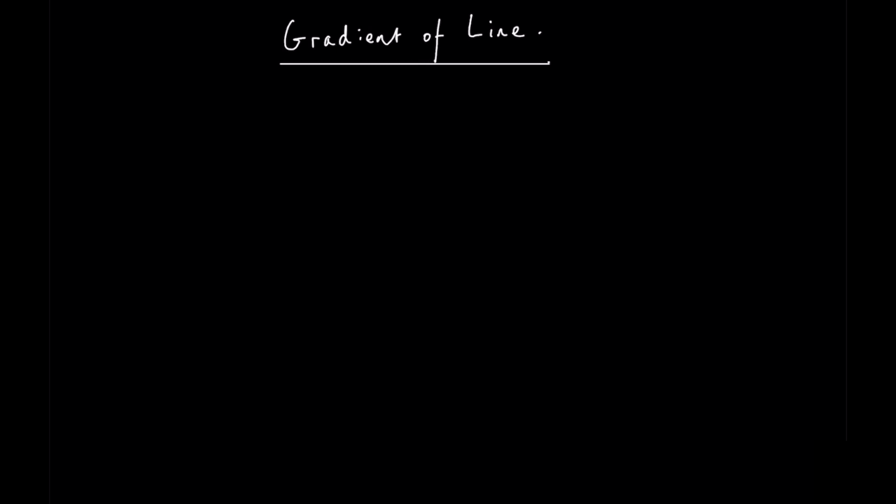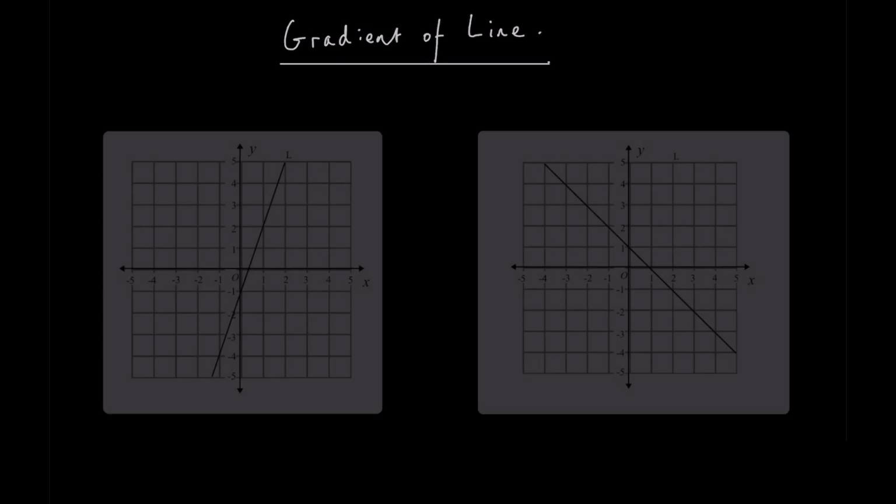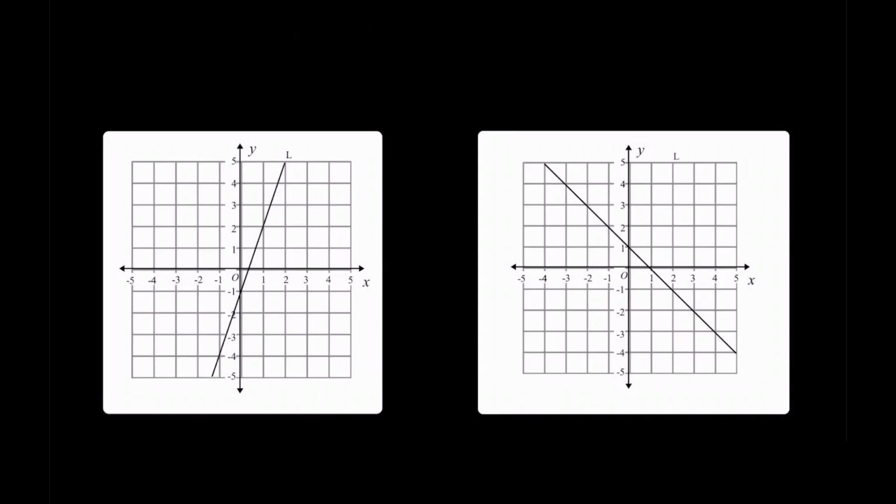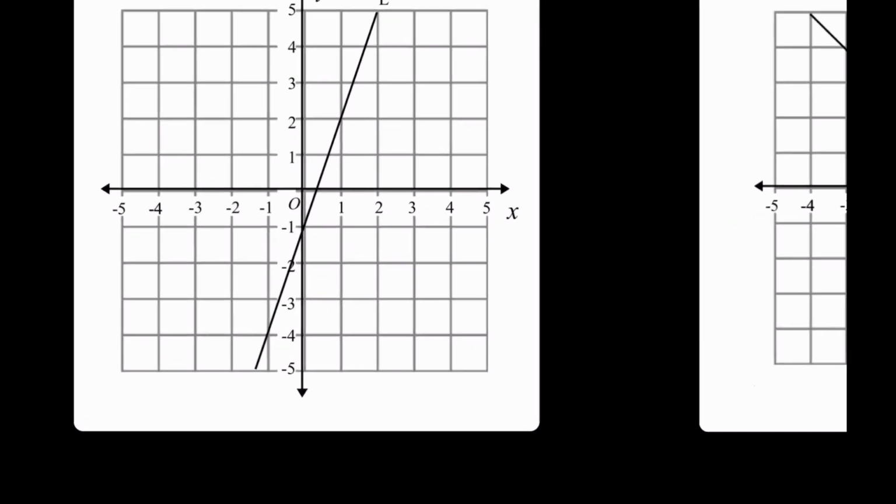In this video, we're looking at the gradient of a line. To start off with, I'm going to look at lines which have been drawn for you. If they're drawn for you, there are a few ways you can work out the gradient of a line. So here we've got two lines. Let's start with the one on the left. I'm going to show you the simplest way to get the gradient of a line.